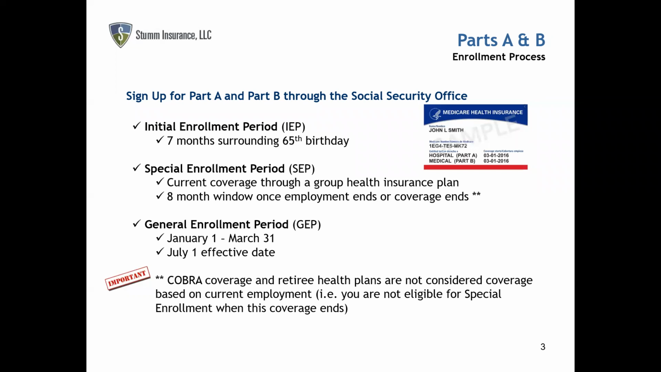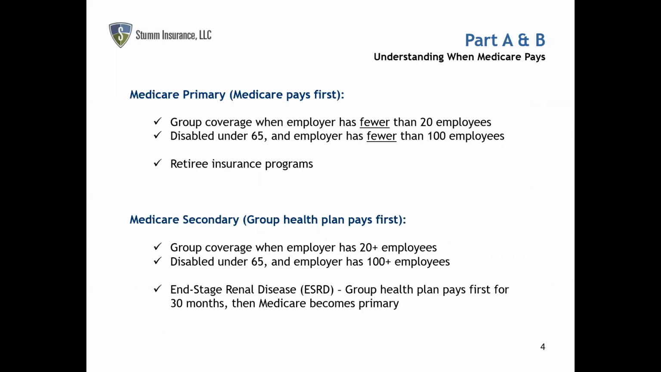Once you sign up, there are times when you're deciding whether or not you should. And I sort of alluded to that on the screen before. When you're eligible for Medicare, and you have part of Medicare and you have group insurance, you need to figure out, well, who is paying first? Medicare is primary and paying first if you're still working, but your employer has less than 20 employees.